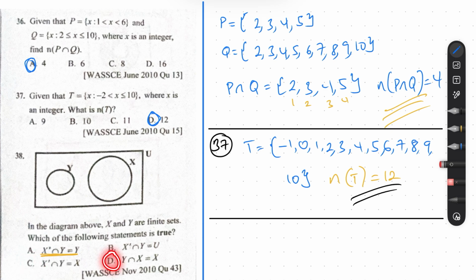Now let's go to d. This is y intersection x equals x. No way, because y intersection x means elements that are common to y and x. But here we see that these sets are not joined together, so there's no way they have an intersection. X and y will not have an intersection because they are disjoint. So this is the answer. Our answer is A.